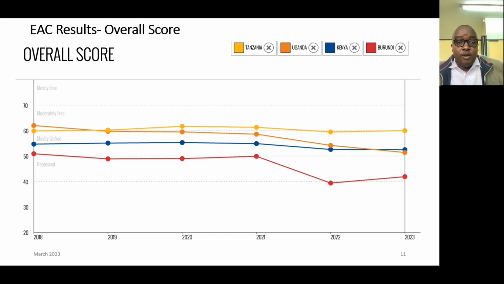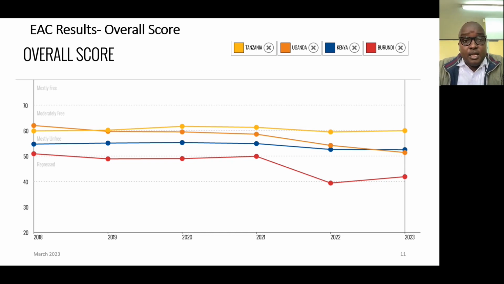Now, we move away from the Kenya results to start to discuss the EAC results. For the EAC results for this year, 2023, we compare Tanzania, Uganda, Rwanda. Rwanda is an outlier. So we compare the EAC 4 countries. Rwanda and South Sudan would be outliers.